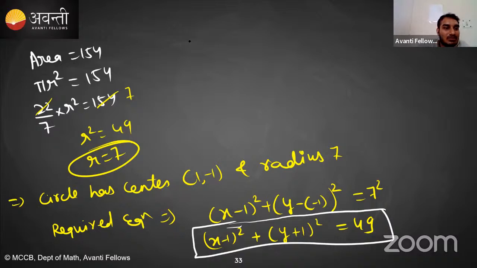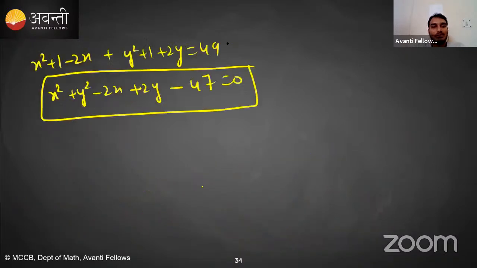Okay. So x square plus y square minus 2x plus 1 plus 2y plus 1 is equal to 49. So x square plus y square minus 2x plus 2y minus 47 is equal to 0. Okay. Clear?